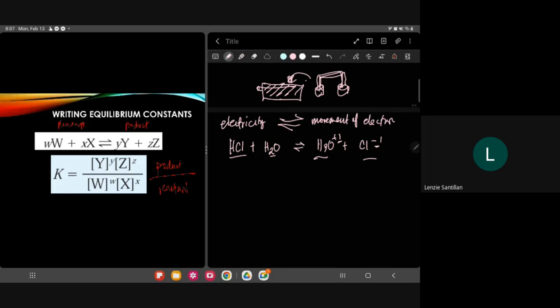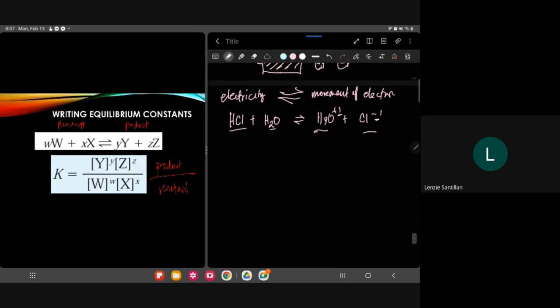Okay? So here, it's product over reactant. Who will be our product? The one in the numerator. That will be your H3O, and then we have to enclose them in brackets. In the video I sent you yesterday, the bracket means molarity, or the concentration. Remember, rectangular brackets mean molarity or concentration. So it can have a unit of M, big letter M, or a unit of mole per liter. They're the same.